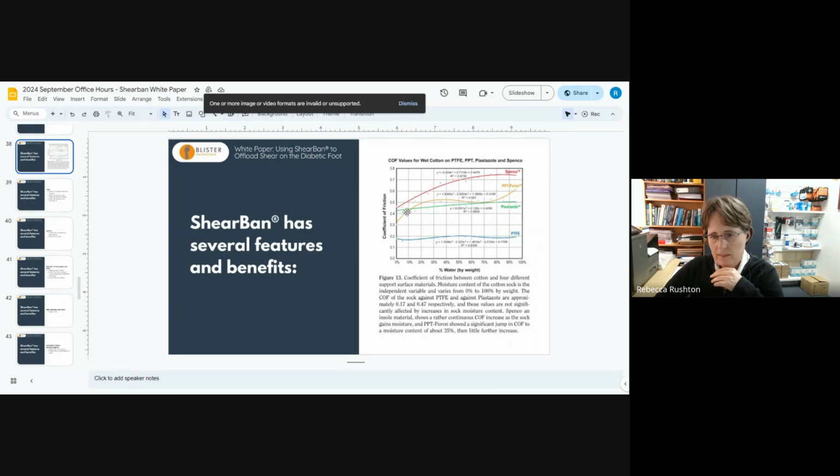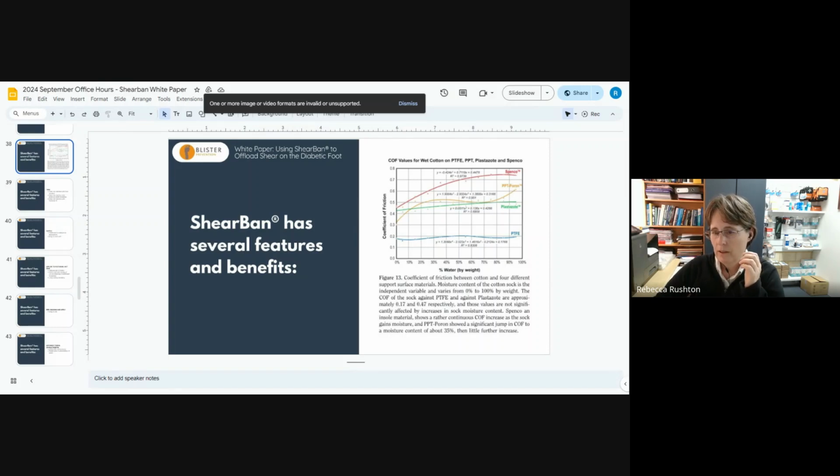Poron or PPT is the yellow one. So the coefficient of friction increases markedly initially, and then kind of levels off at about 30% moisture, and then starts to increase again at about 80%. And Spenco starts at about 0.45 and ends up at about 0.75. So Spenco has a relatively high coefficient of friction. Now, it's worth noting there's not an evidence base for a lot of blister prevention strategies, but there is an evidence base for Spenco.